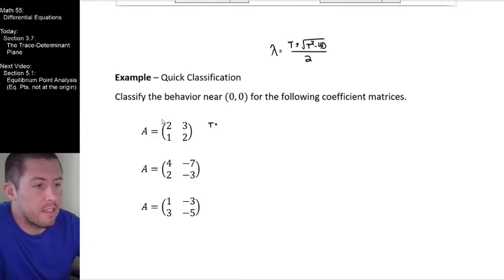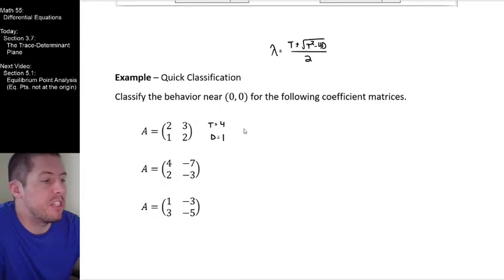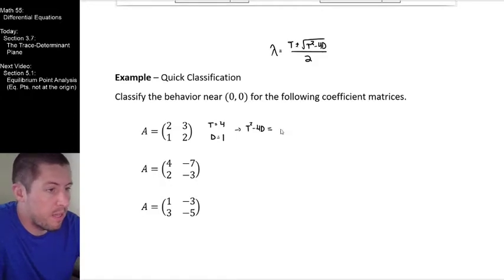So trace is the sum of the main diagonal. It's 4. Our determinant is the down diagonal product minus the up diagonal product. We can see we're going to get 4 minus 3, which is 1. So when I look for my classification here, I'm going to do my trace squared minus 4 times the determinant. That's going to be equal to 16 minus 4.